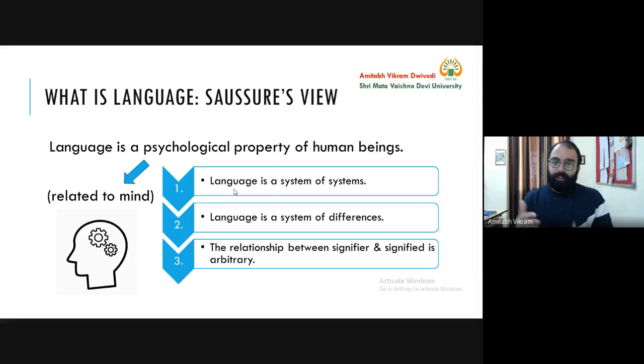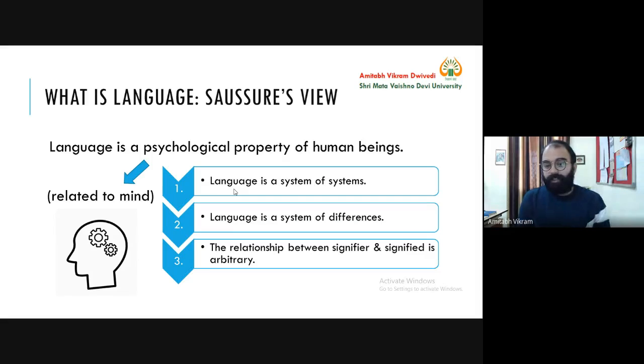So this is what is meant by language is a system of systems. You have three sounds, you put them in a specific order, then it will become dog. If you change the order, it will become God. So this is the meaning of language as a system of systems. You have sounds, you collect those sounds, you put them together, and you have a word.